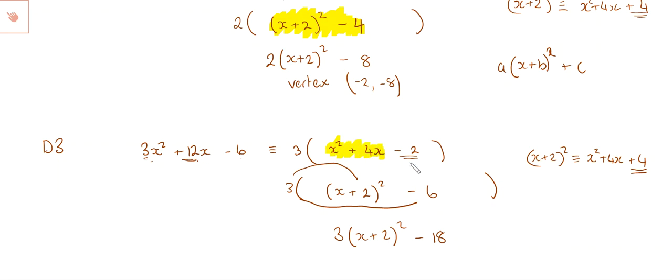It's x squared plus 4x. We're building it up step by step. Does that all make sense? Okay. That gives you D3, D4 to do for yourself.